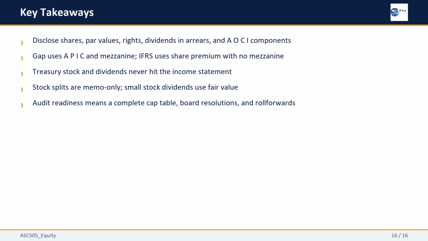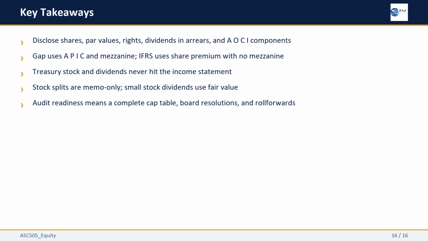Let us close with the key takeaways from Section 7. Required disclosures under ASC 505 cover shares authorized, issued and outstanding, par values and rights, preferred terms, dividends in arrears, dividend restrictions, treasury stock activity, and AOCI components. GAAP uses APIC and a mezzanine section for redeemable instruments. IFRS uses share premium and has no mezzanine.